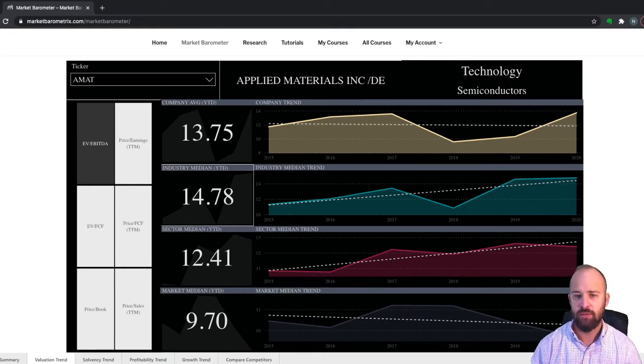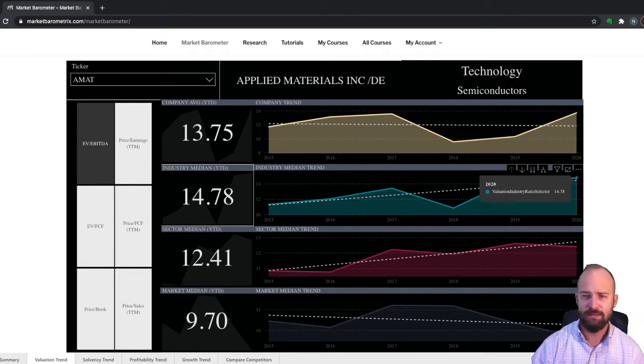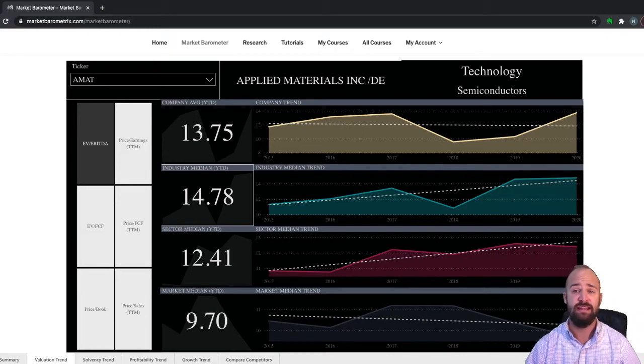So interesting to note. But again, the industry median has also trended up, and the industry median with a current reading of 14.78 is also on the expensive side as far as EV over EBITDA is concerned, relative to the average over the last several years. So it would seem that the semiconductors industry in general is getting more expensive, and Applied Materials has gotten more expensive along with it. So let's jump into some of the other financial ratios, see if we can get confirmation or see if we can find anything that diverges from what we've already found as far as EV over EBITDA.